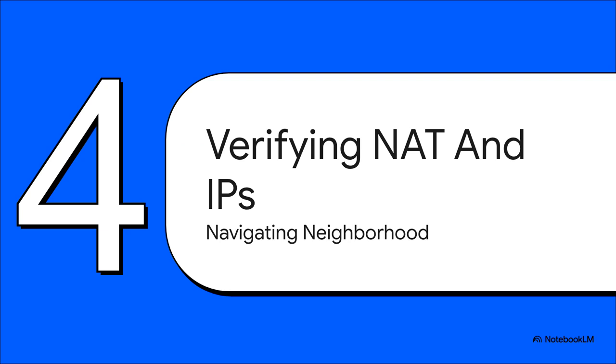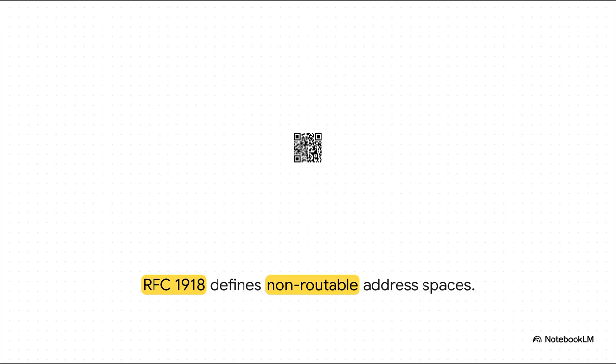Moving to Section 4, verifying NAT and IPs, navigating the neighborhood. Now we're stepping outside the house to see how it connects to the public street. Ever noticed your home Wi-Fi IP almost always starts with 192.168 or maybe 10. something? That's entirely by design. To keep us from running out of globally unique IPv4 addresses, a standard called RFC 1918 set up these specific address ranges to act like internal room numbers. They are non-routable on the global internet, strictly for private networks.